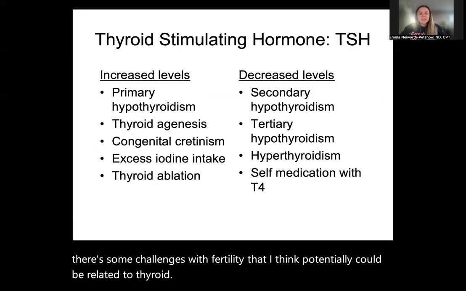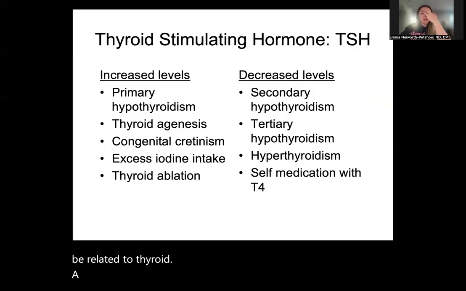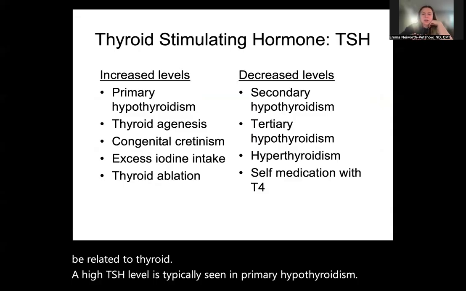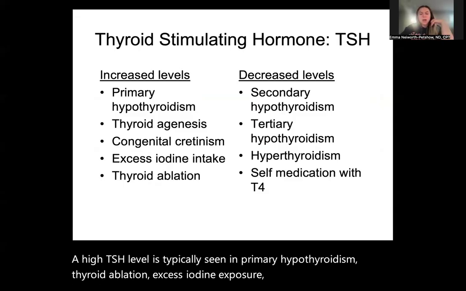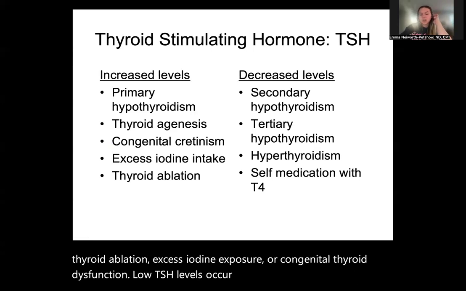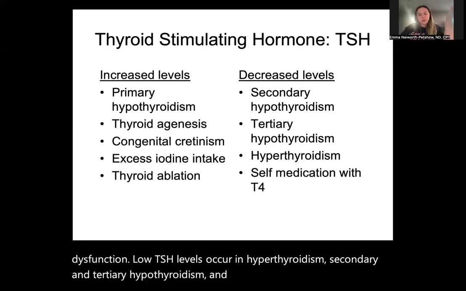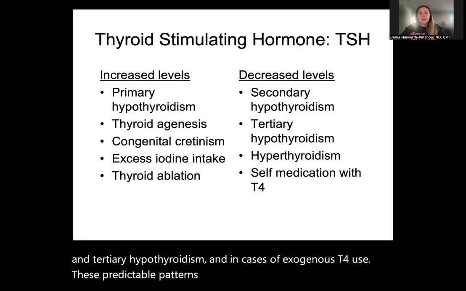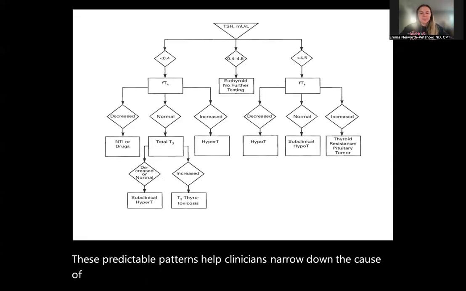A high TSH level is typically seen in primary hypothyroidism, thyroid ablation, excess iodine exposure, or congenital thyroid dysfunction. Low TSH levels occur in hyperthyroidism, secondary and tertiary hypothyroidism, and in cases of exogenous T4 use. These predictable patterns help clinicians narrow down the cause of thyroid dysfunction relatively quickly.